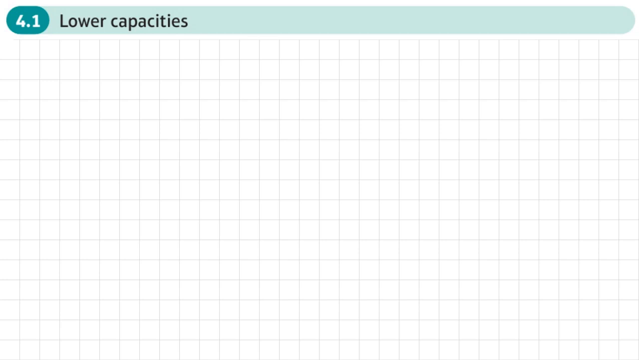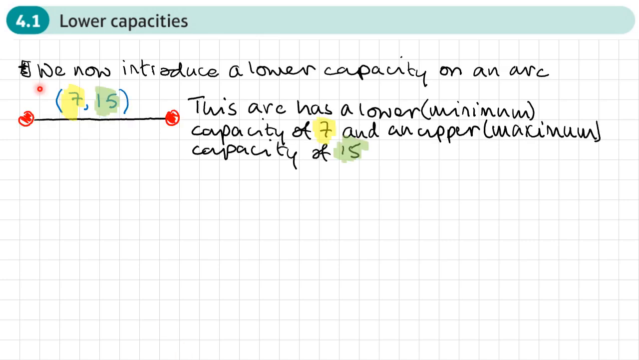This is the first section of chapter 4, Flows in Networks 2, and this section is on lower capacities. So in this section we introduce a lower capacity on an arc, and it will be shown like this: two numbers in brackets, where the first number represents the lower or minimum capacity of the arc. In this example here it's 7, and the 15 represents an upper or maximum capacity of an arc.